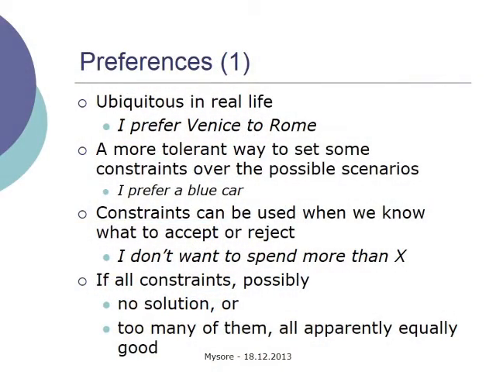So preferences have been the subject of my research for many years now, and I think they are a very important concept because they appear in many, many things that we do in our everyday life. Usually we have preferences about all things that we do, like I prefer Venice to Rome. I come from Italy, so I live very close to Venice, and I actually do prefer Venice to Rome.